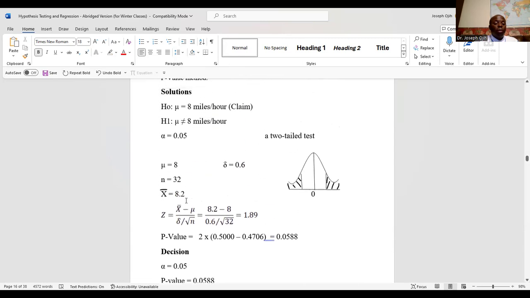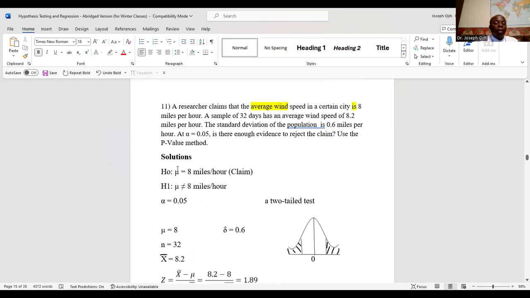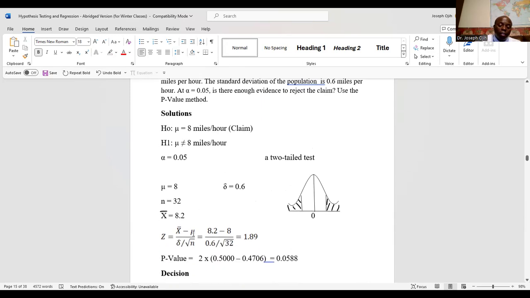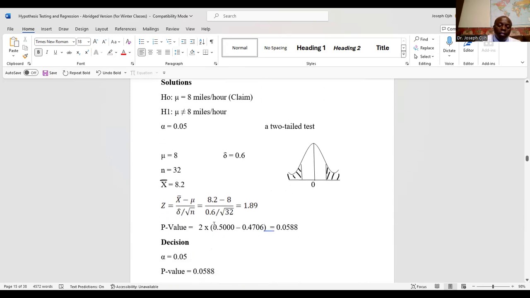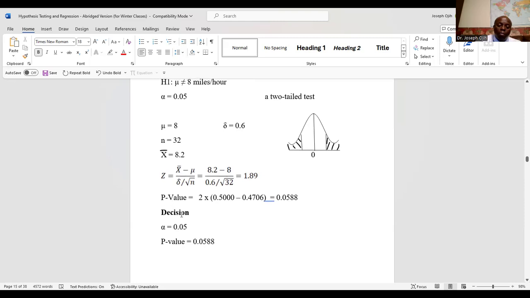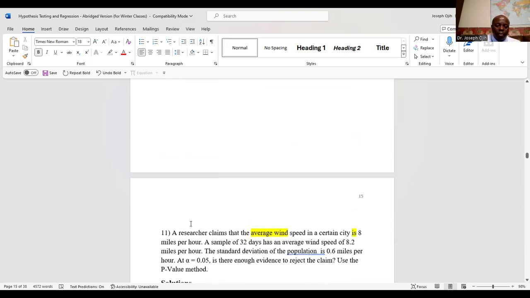So again, we started by stating our hypothesis, identifying the claim, getting our alpha, getting the summary statistics, calculating the z-value, that means running the test, getting our p-value, and comparing the p-value to the alpha. If it's smaller, we reject. If not smaller, we don't reject. Like this one we did.